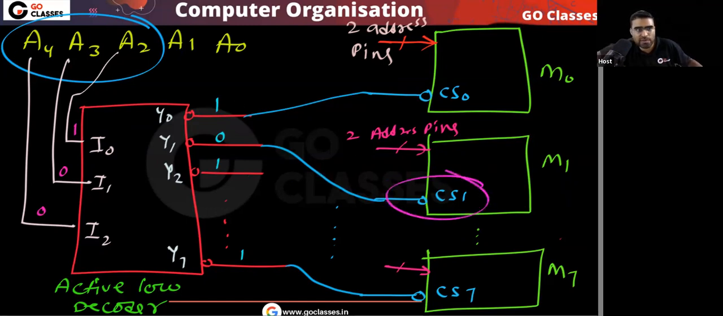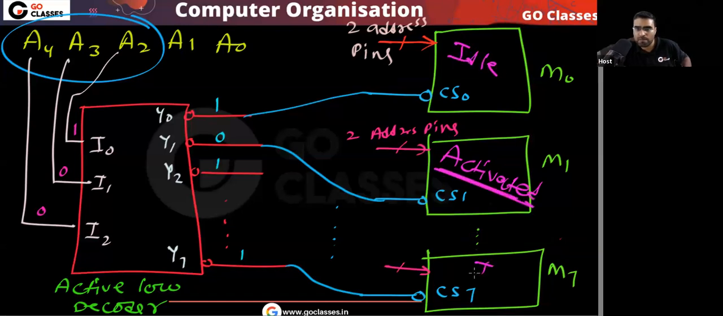When it is low, it will be active. So you can see it is low, so it will be active. So here, this will be activated. Okay, this will be activated, this will be idle, and this will be idle. So this is the complete idea.